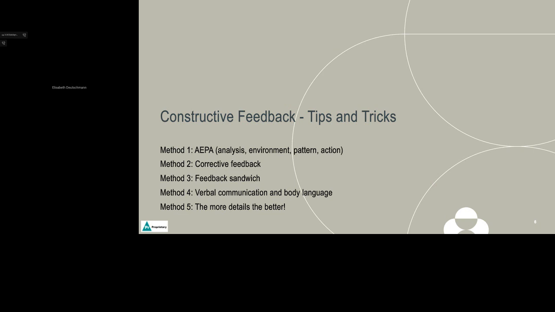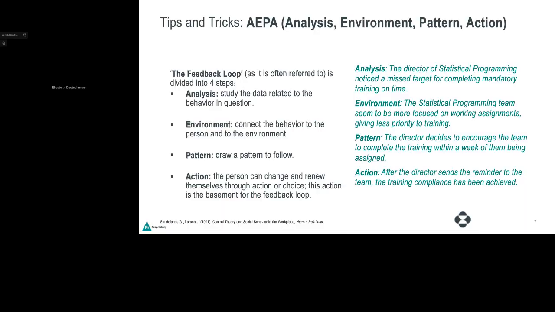So first of all, the first tip and trick is analysis, environment, pattern, and action. This is also referred to as a feedback loop, and it is divided into 4 different steps. First of all, we have analysis, when we study the data related to the behavior in question.